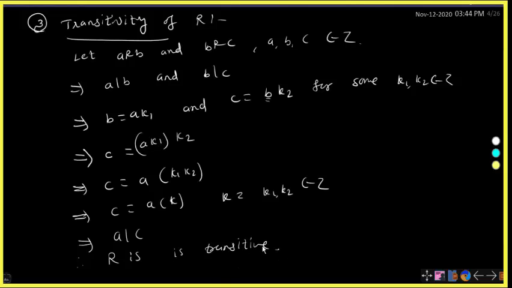So the divisibility relation is reflexive, transitive but not symmetric. So the divisibility relation in integers is reflexive, transitive but not symmetric. Thank you, student.